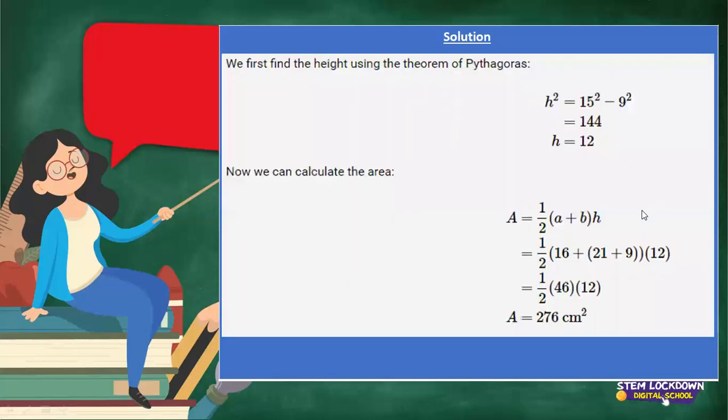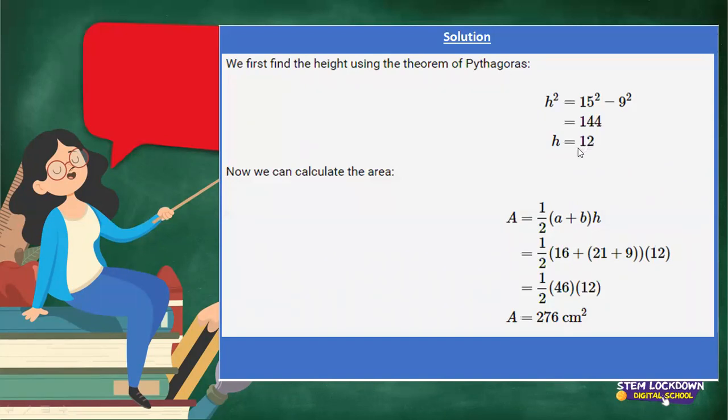Okay. So we're saying here, first we need to find our height using the theorem of Pythagoras. So H squared equals 15 squared minus 9 squared. 15 squared is 225, 9 squared is 81. 225 minus 81 gives you 144. It was H squared that was equal to 144. To find your H, you find the square root of 144 and that will be 12. So your height is 12.